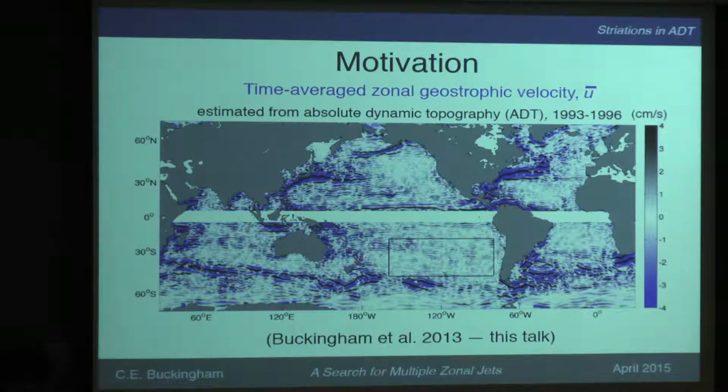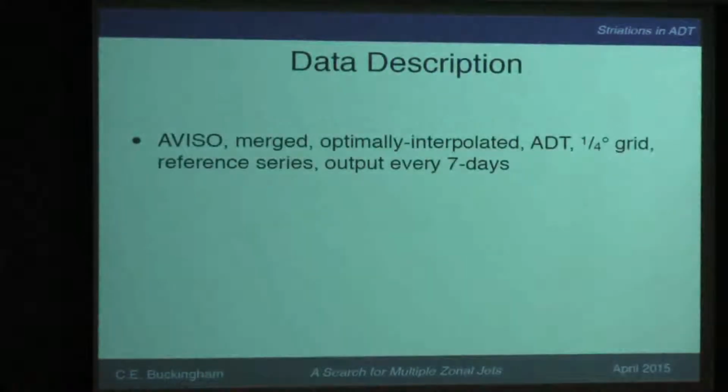So what I'm going to do is zoom into this area in the subtropics, in the South Pacific. It's kind of nice from our point of view in that there's not too much topography, island archipelagos, that might influence things. So I use the Aviso merged optimally interpolated absolute dynamic topography. It's given to us on a quarter-degree grid. It's referred to as the reference series, meaning that it's homogeneous over the entire 20-year record, or near 20-year record. And it's made up of 2 altimeters at any given time. And then this was output every 7 days.